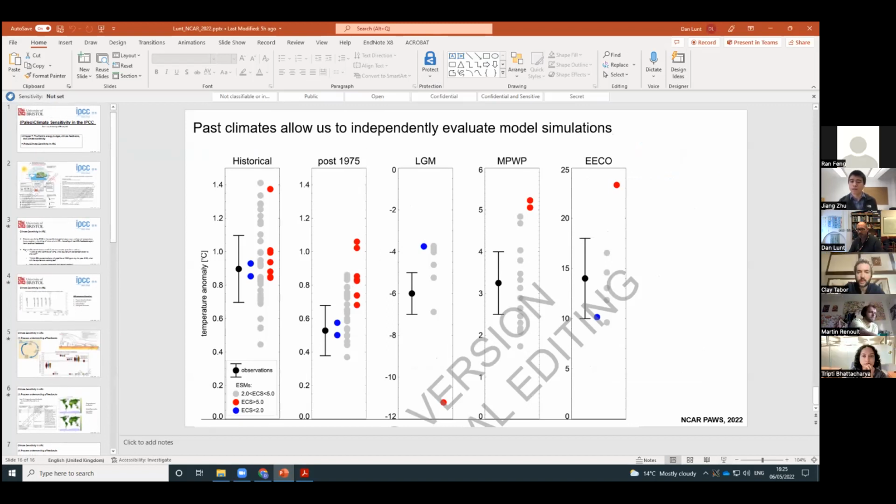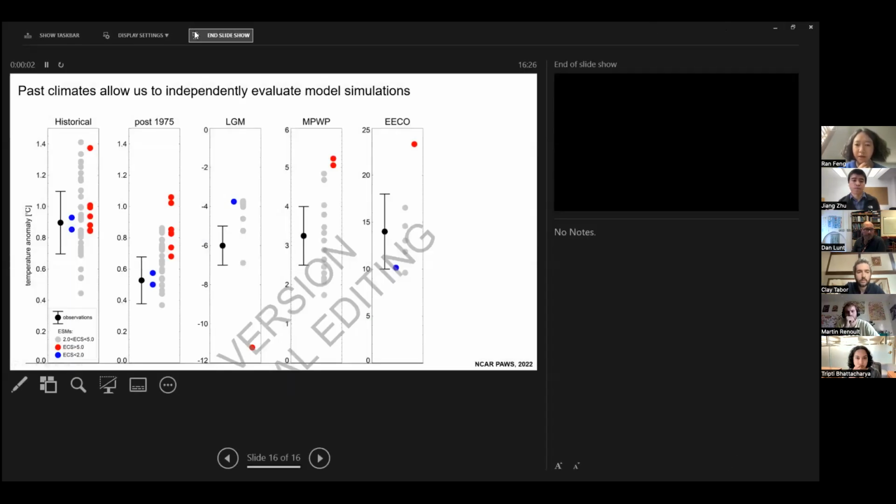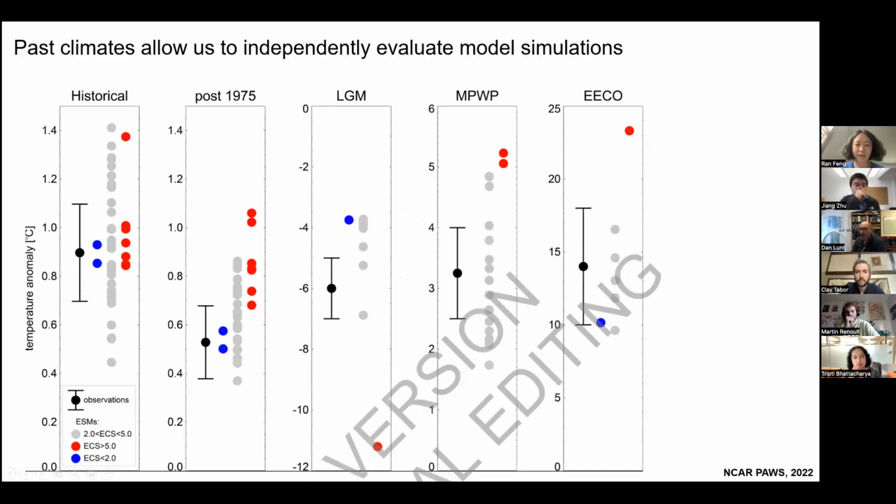Oh, Ran, go ahead. Thanks, Dan, for the very interesting talk. I just had a question here. When you talk about, for example, this last slide, the equilibrium climate sensitivity, does the estimate include the vegetation feedback? Bear with me.